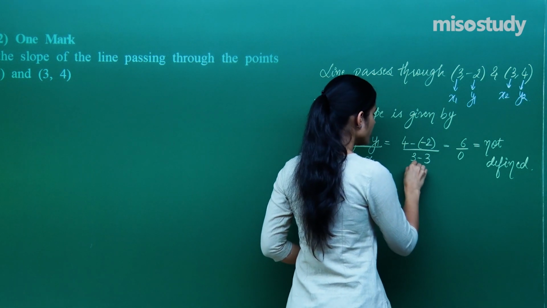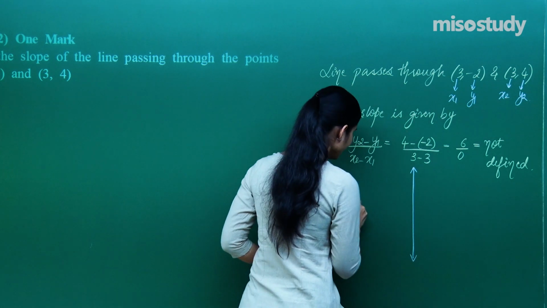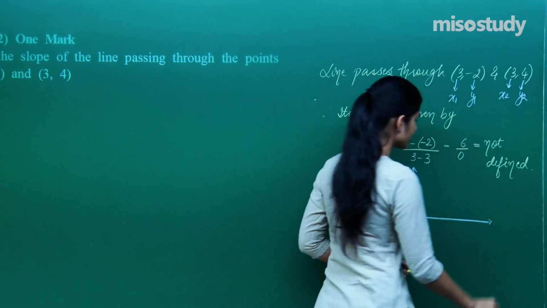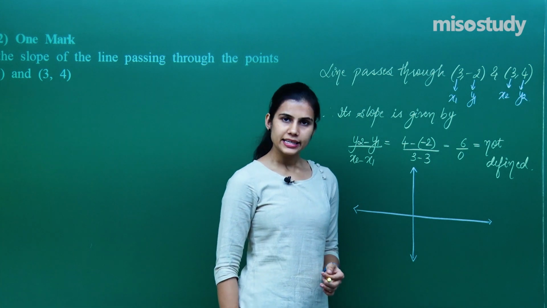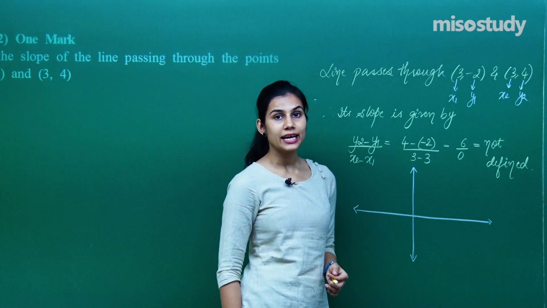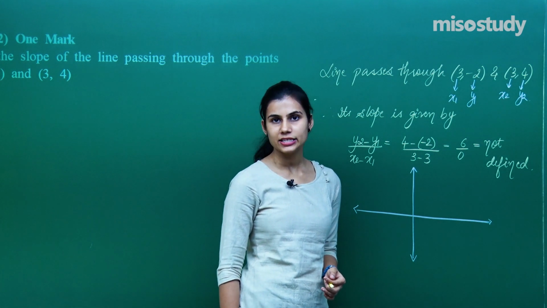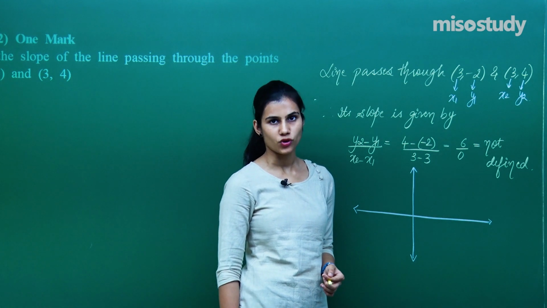Why? Slope of which line is not defined? The line which is parallel to y-axis or perpendicular to x-axis is the line whose inclination is 90 degrees, and because tan 90 is not defined, therefore slope of such a line is not defined.